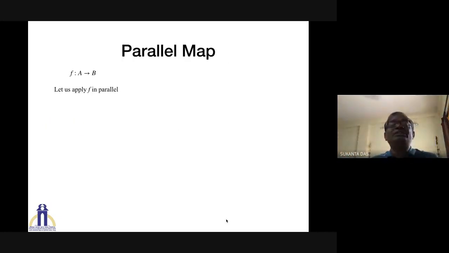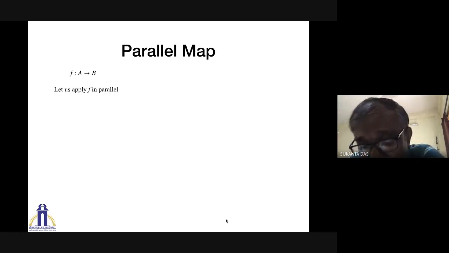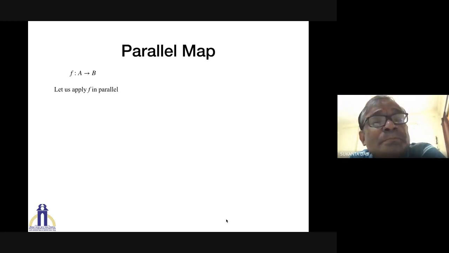So, with this question, we move to the next concept called parallel map. In this era of high performance computing, parallelism is a basic property, right? Although we can perform many tasks serially, one by one, on many occasions we love to do those tasks in parallel.